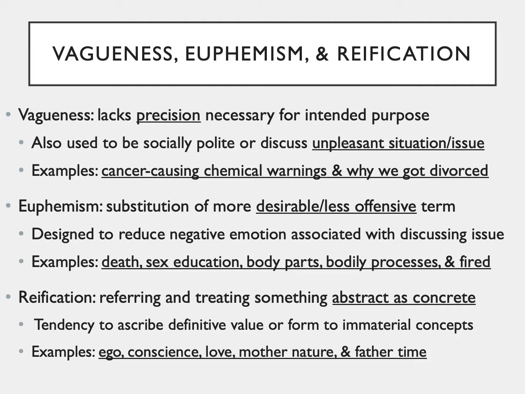Vagueness is also used to be socially polite or used when we're discussing unpleasant situations or issues. For example, if somebody asks, "Why did you get a divorce?" listing off all of the reasons might not be socially appropriate, particularly if you don't really know the person asking. A common answer would be, "It just didn't work out," or, "Well, we're just incompatible." Some other examples of vagueness might be saying that you have health issues, or telling someone you've changed.